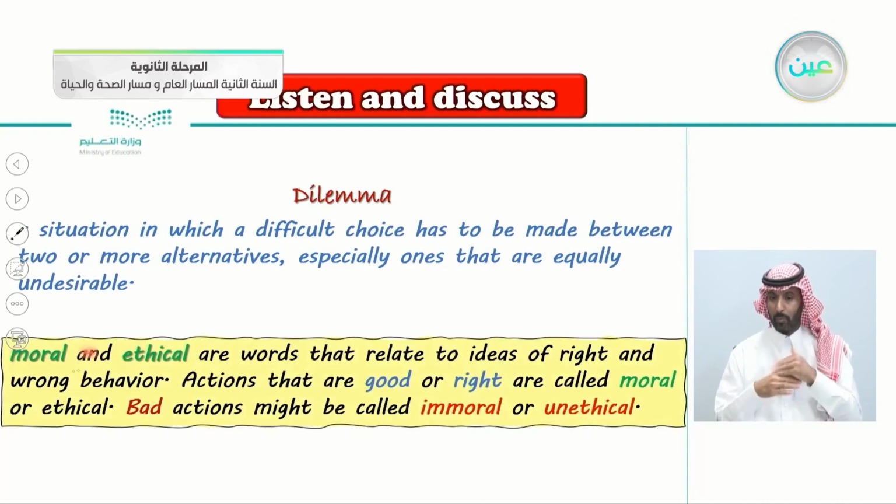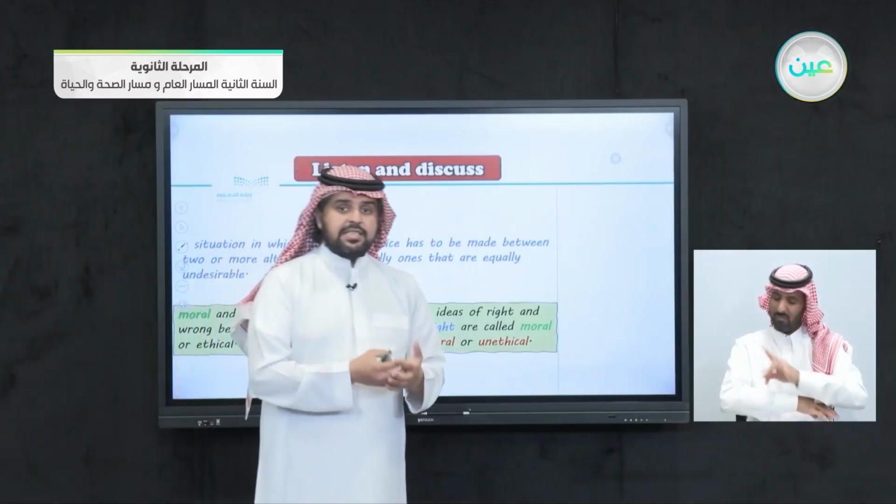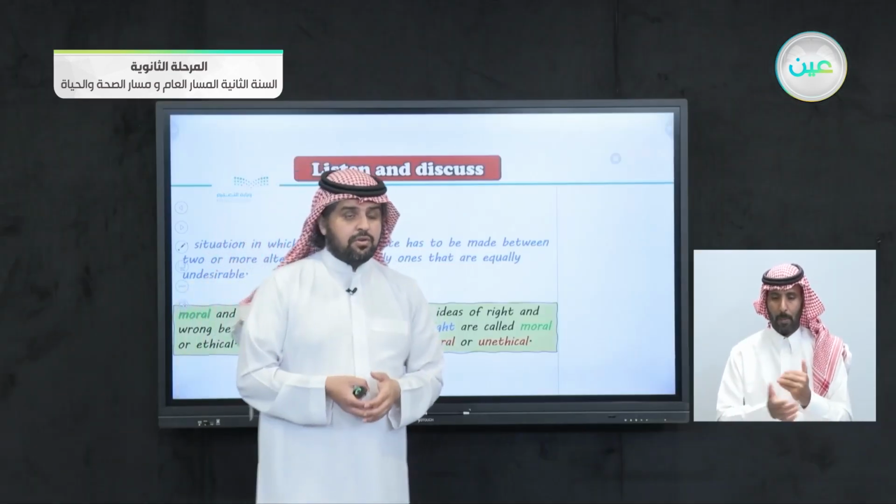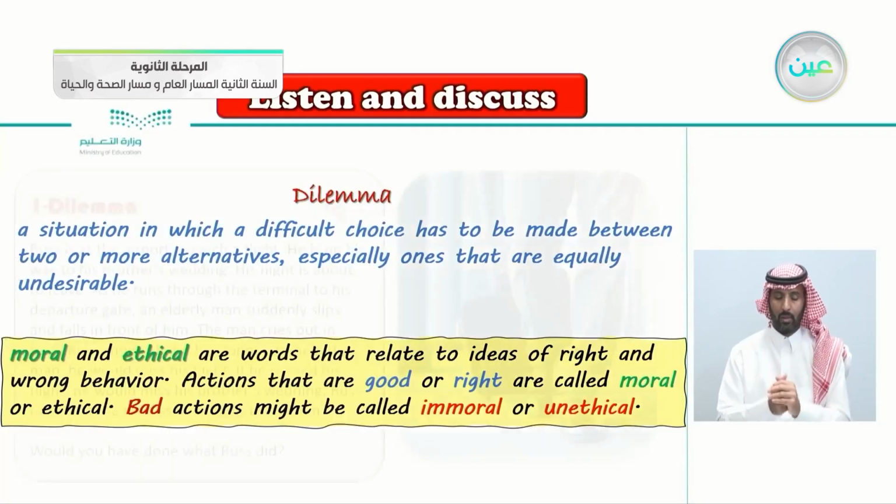The words moral and ethical relate to the ideas of right and wrong behavior. So they are related to our behavior, right and wrong. Actions that are good or right are called moral or ethical. Bad actions might be called immoral or unethical. For example, cheating in an exam is immoral or unethical. So this is the meaning of immoral or unethical.